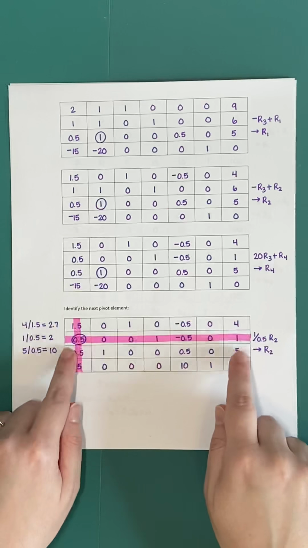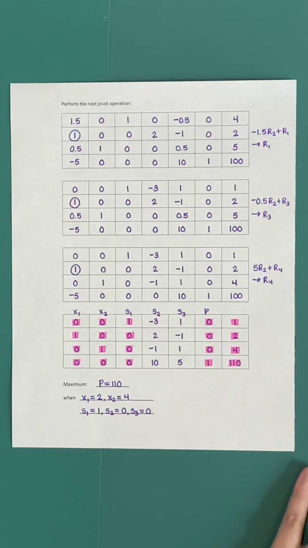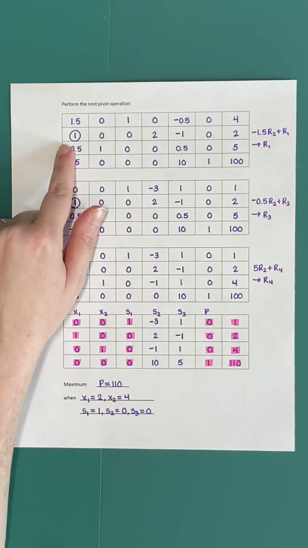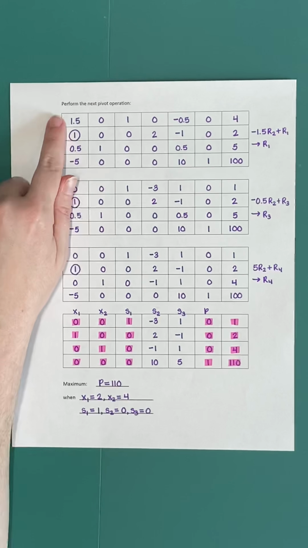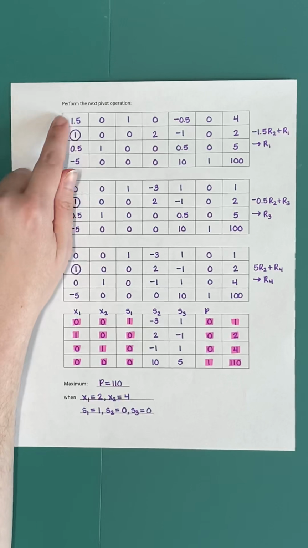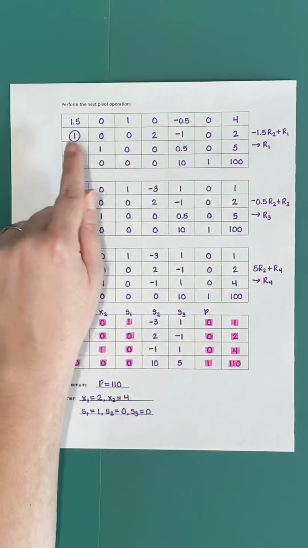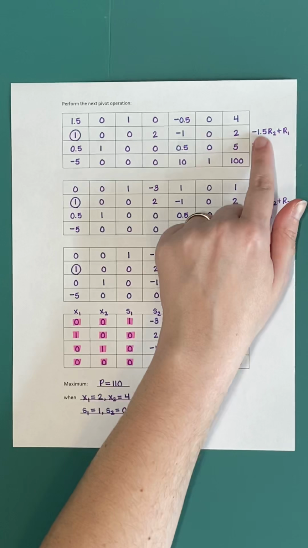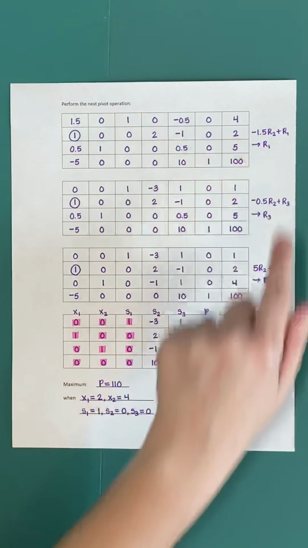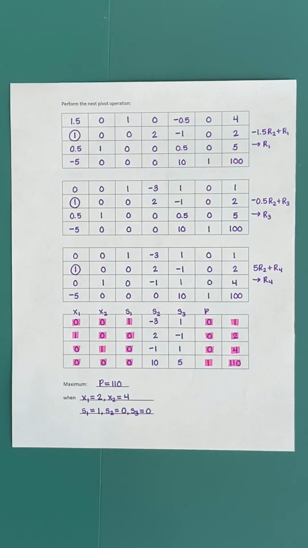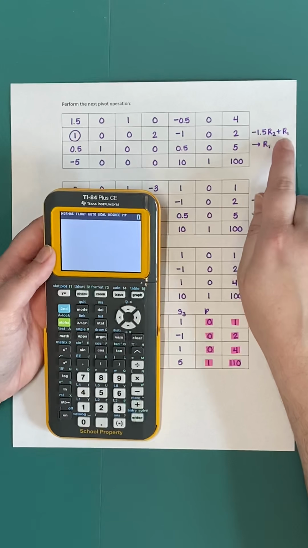So again, row 1, row 3, row 4, those have not changed. The only thing that changed was row 2, and now our pivot element is a 1. So let's start by clearing above, getting that 0 in the row above that. We want to eliminate a 1.5, so we need a negative 1.5. So I'm going to take row 2, my pivot row, multiply it by negative 1.5, and then take the result and add it to row 1 and replace row 1 with that in order to get that 0 that we want. So negative 1.5 times row 2 plus row 1.